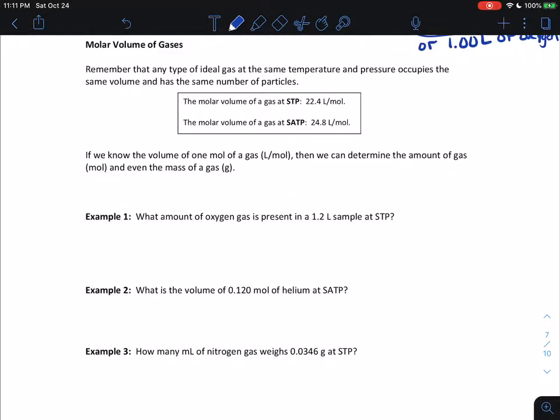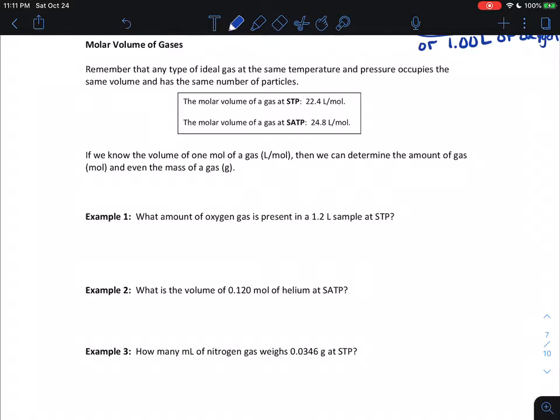Another application of the law of combining gases, and more than that, Avogadro's theory, is that it doesn't matter what the sample of the gas is, it's going to occupy the same volume if it has the same temperature and pressure. Its mass is going to be different, but its volume and number of particles are going to be the same. And so that brings us to looking at molar volume.